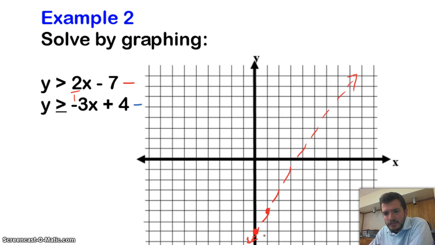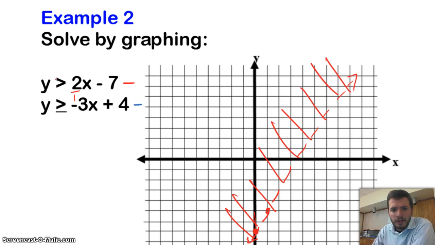Something like that. And then it's greater than, so I'm going to shade, again, the numbers are greater going this way, so I'm going to shade up this way. All right, next line in blue. Start at +4, so 1, 2, 3, 4. My slope is -3 over 1, so down 3, 1, 2, 3, and over 1 unit. And it is greater than or equal to, so it's going to be a solid line.